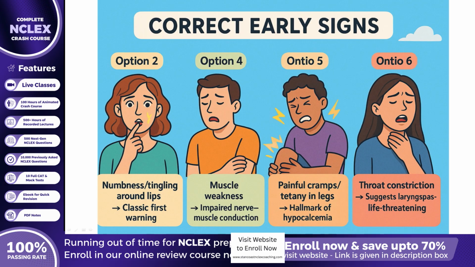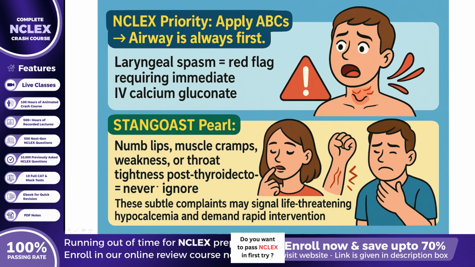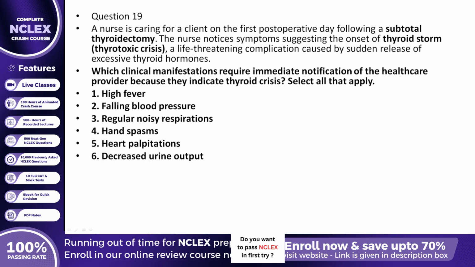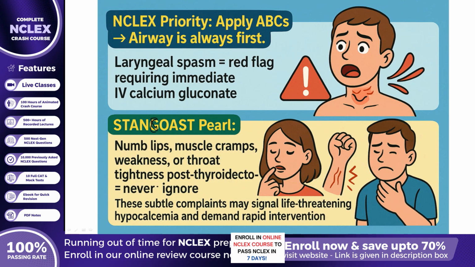Here is a quick set of clinical pearls. Remember Chvostek's and Trousseau's signs as late but objective findings of hypocalcemia. Always prioritize airway, so any throat tightness or stridor after thyroid surgery is an emergency. And keep in mind that hypocalcemia leads to muscle excitability, while hypercalcemia leads to muscle weakness and lethargy. For NCLEX safety, any postoperative thyroid client with airway symptoms should be managed under the ABC framework with immediate escalation.